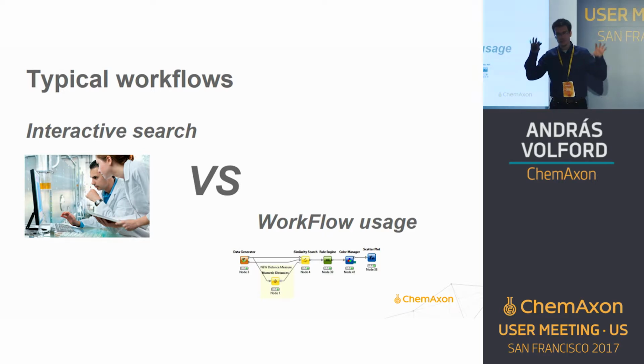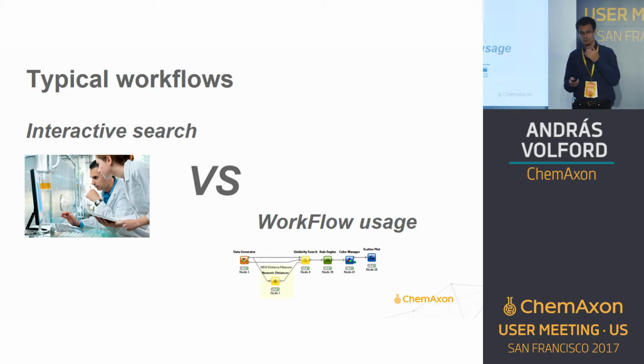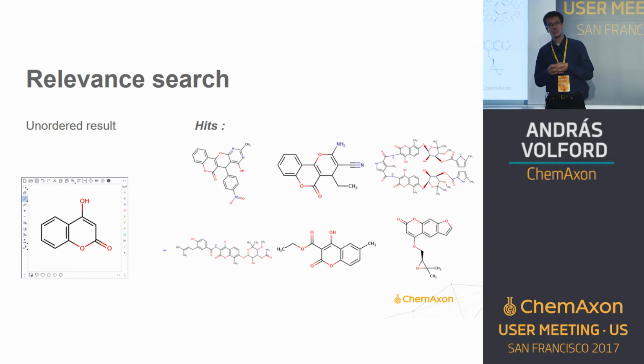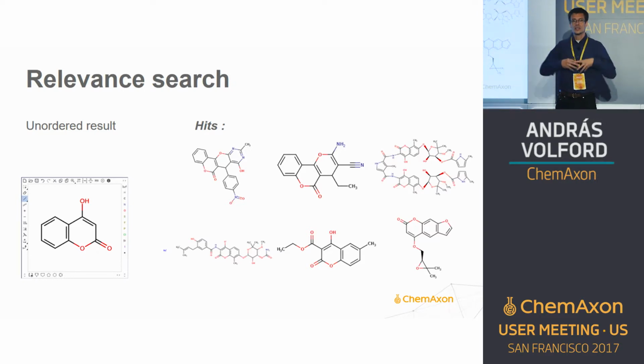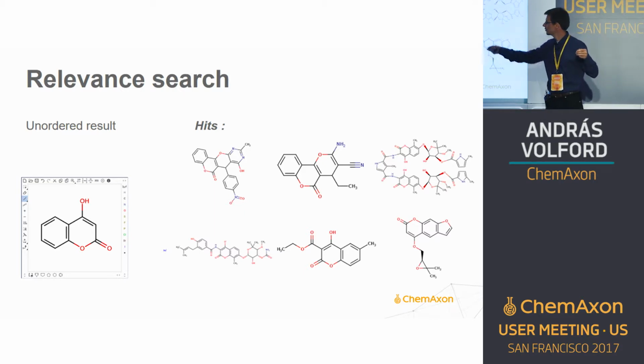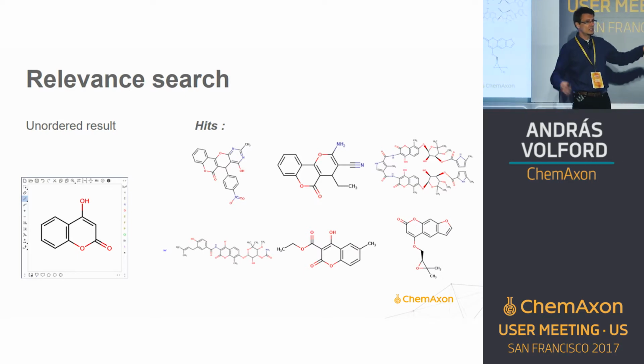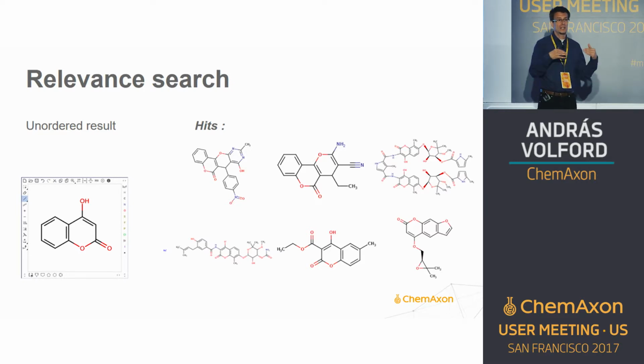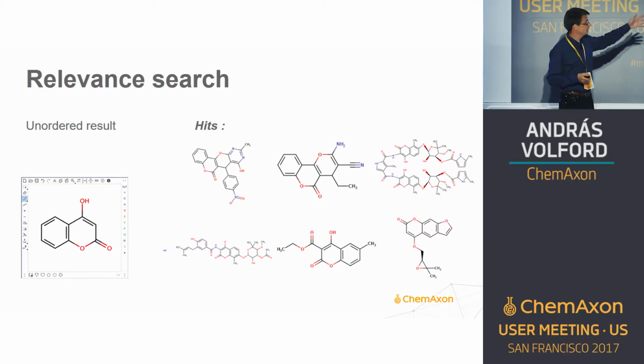So I hope you get the difference between the two, and we will be focusing on improving the interactive search. For this reason, in the Postgres cartridge, we introduced the relevance search. In a typical search case, when you are searching with hydroxycoumarin, for example, that structure, the hits are just returned in any order. The relational database doesn't provide any ordering by default. Of course, you can put an ORDER BY in your SQL query, and then it will be ordered by a column or something like that, but not in any chemical manner.